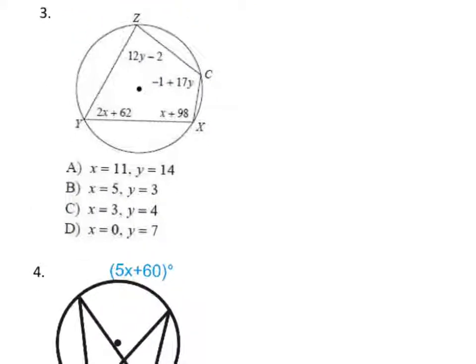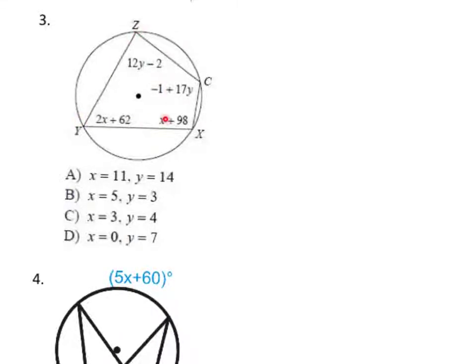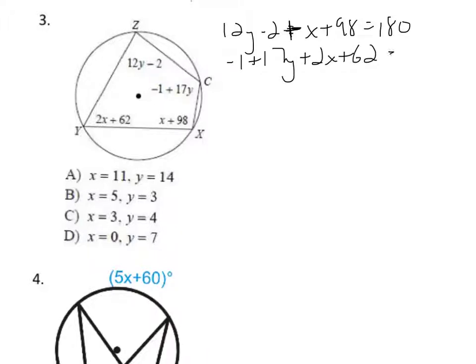Number 3 here, you see that we've got an inscribed quadrilateral. It's a quadrilateral because it's got 4 sides, and all the vertices are on the circle. So remember that for an inscribed quadrilateral, the opposite angles, the ones not next to each other, not adjacent, are supplementary. So these two are supplementary, and those two are supplementary. That gives us 2 possible equations we can create. 12y minus 2 plus x plus 98 equals 180, and negative 1 plus 17y plus 2x plus 62 also equals 180. So that sets up our equation. Now we have a system of equations. You have to put those together through substitution or elimination and solve this multiple choice problem. You guys can finish that at home.